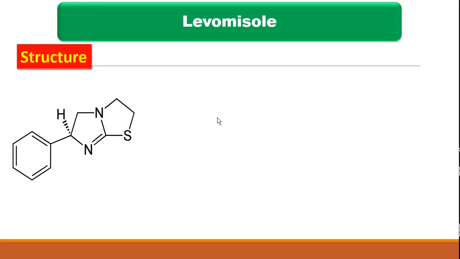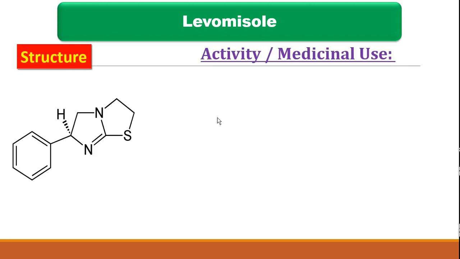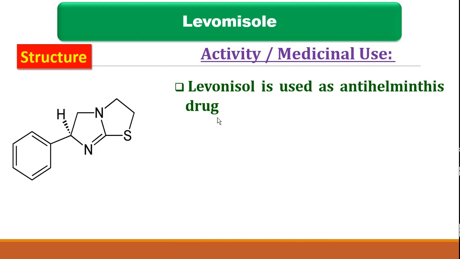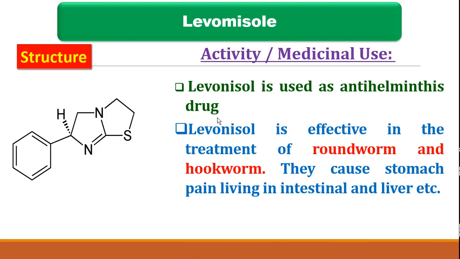Levamisole is used as an anthelmintic. It is effective against roundworm and hookworm. These generally cause stomach pain, in the intestine or in the liver. So friends, let's see the synthesis of levamisole.